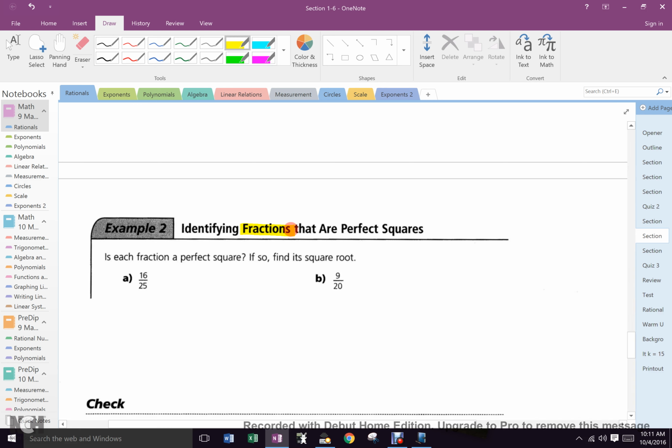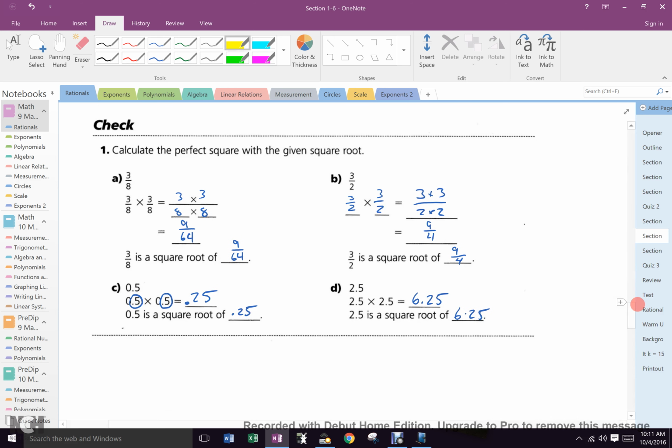Identify fractions that are a perfect square. Well, you guys are smart kids, right? What have you noticed about this and this fraction? Did they both have square roots? Yeah, they did, because this was 3 halves and this was 3/8.